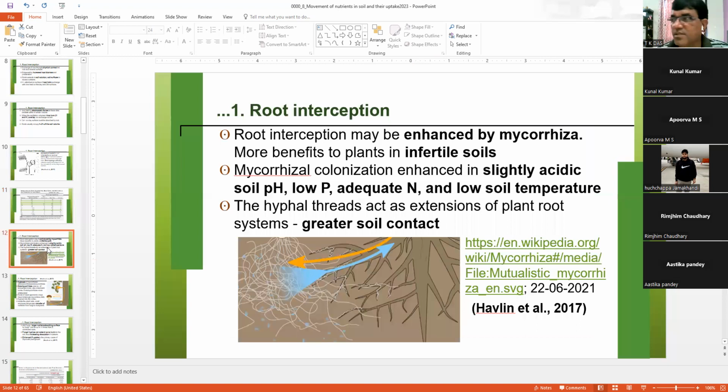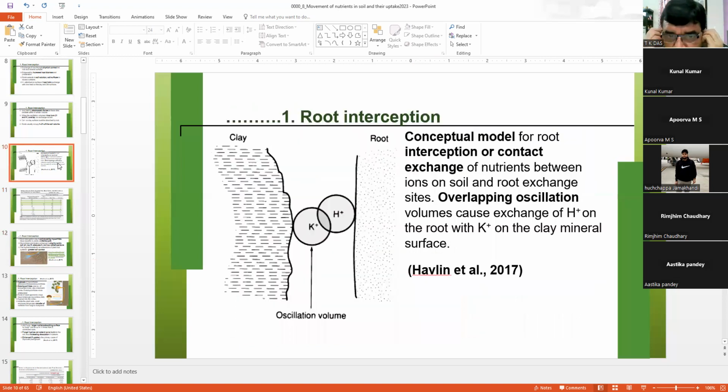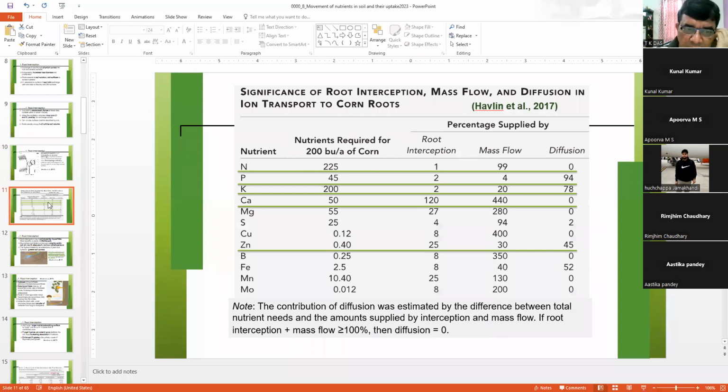Sir, in case of calcium, the percentage is very high. So it should be under 100. No, actually, you will be surprised, you will think how it is more than 100%. So this is in relation to diffusion. That is why I started from here. If root interception plus mass flow together make more than 100%, then diffusion is zero. So they calculated it keeping the diffusion zero. Okay, sir. So these are relative.